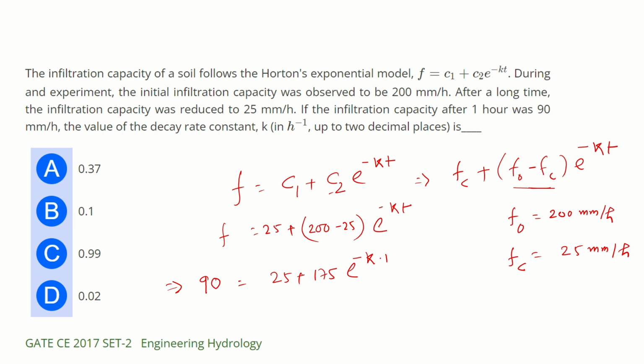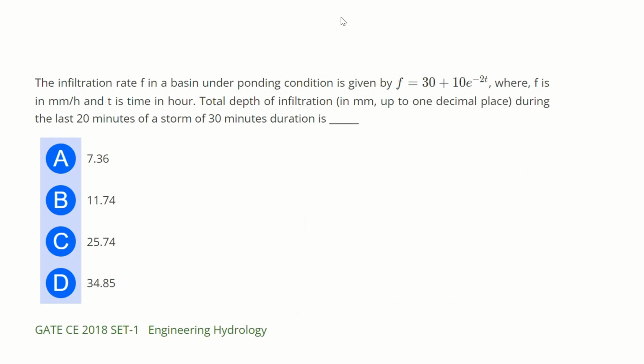So from here you can calculate the value of k. E to the power minus k is equal to 65 divided by 175, right? So both side you take log or ln base e. This is also take ln, and the value will be your 0.99. Okay. Right. So let's look at next question.